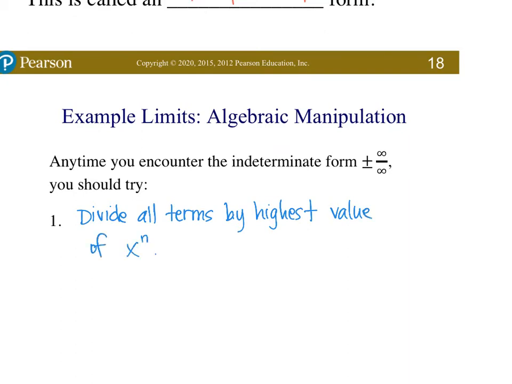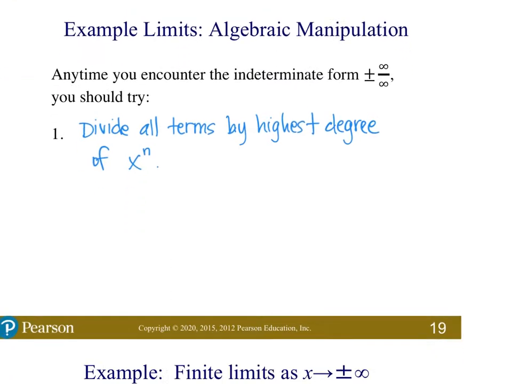All right, so what that means is if you look at the problem and the highest is x squared, that's the biggest degree. Okay, maybe we should change the word. Instead of saying the highest value, we could say the highest degree. And if the highest degree is x squared, then you're going to divide all the terms, all the parts, by x squared. If the highest is x to the 5th, then you're going to divide each term by x to the 5th. So let me demonstrate that for you.